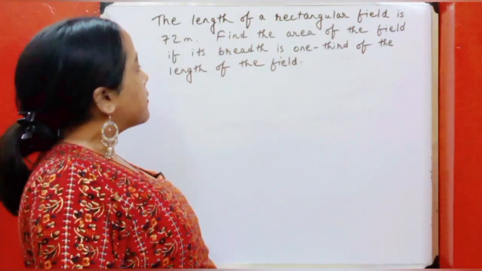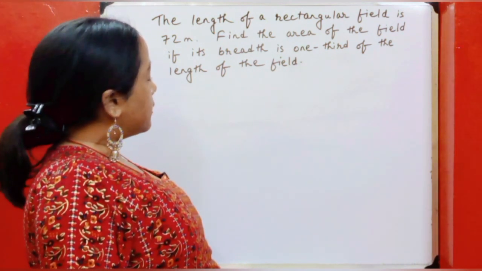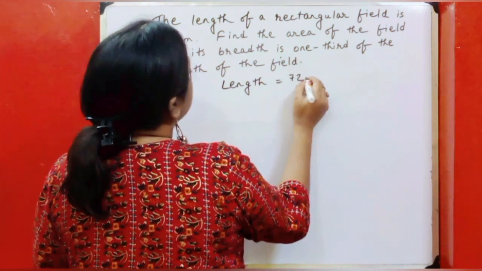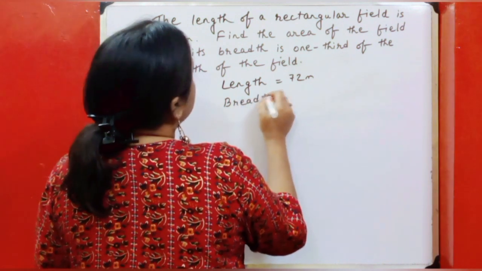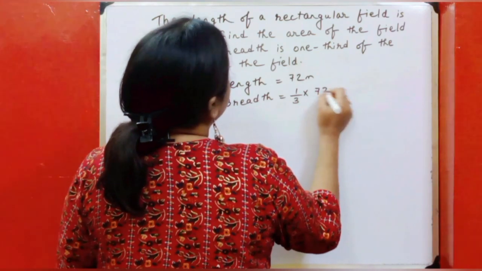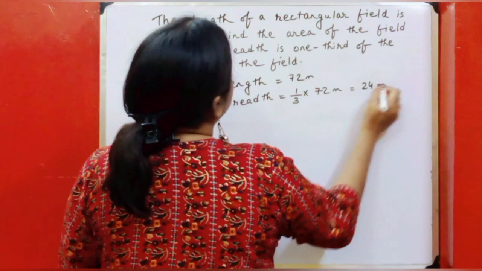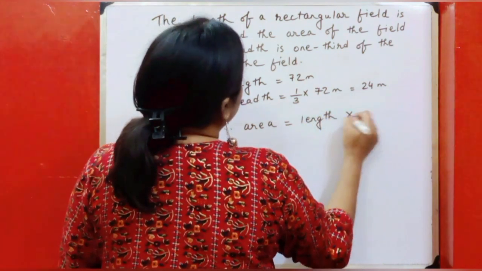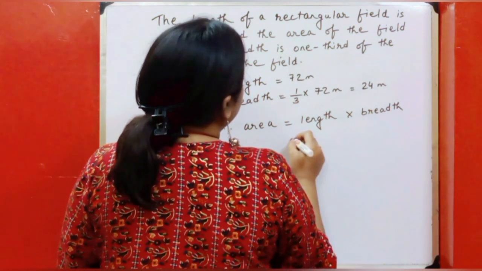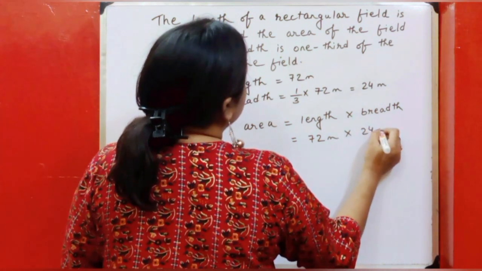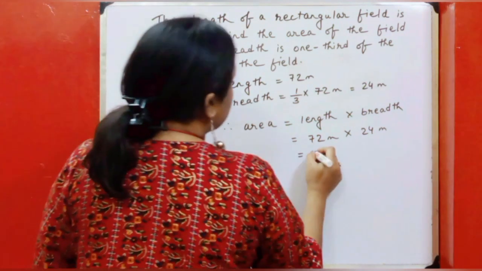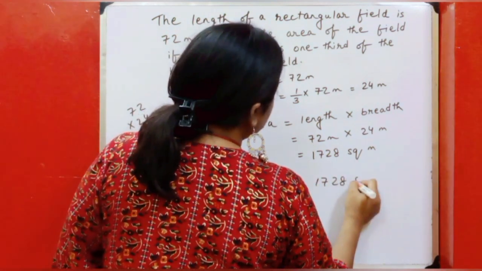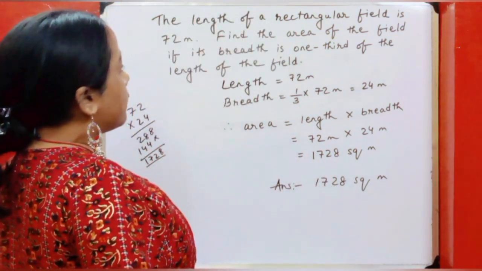The length of a rectangular field is 72 meter. Find the area of the field if its breadth is 1/3 of the length of the field. Length is equal to 72 meter. Breadth is equal to 1/3 of 72 meter. So it's 24 meter. Therefore, area is equal to length multiplied by breadth. So it's just multiplication, 72 meter and 24 meter. Let's multiply. So it's 1728 square meter. Answer 1728 square meter.